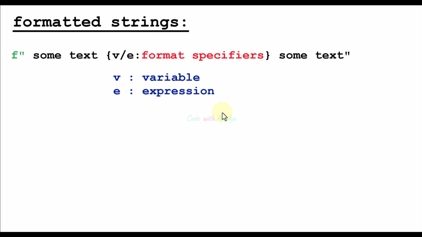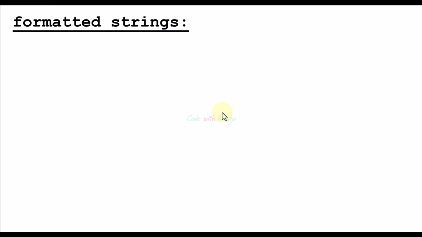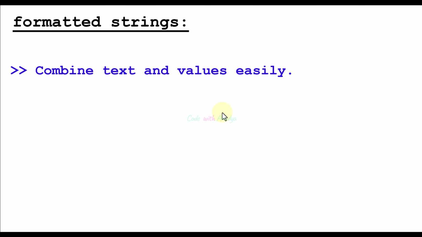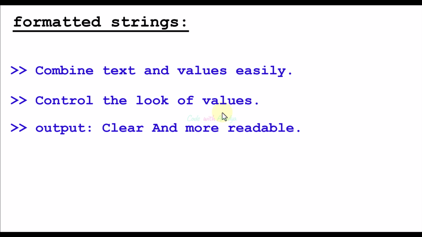Next, let's see why to use string formatting. What are the benefits of using string formatting? Using string formatting, we can combine text and values easily. We can control how values appear. We can make output clear and more readable. If you want to display an addition table or some number pattern, formatting plays an important role in that. And we can do more things with format specifiers. We'll talk about that in the next tutorial.